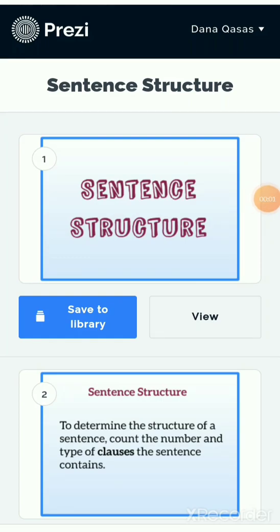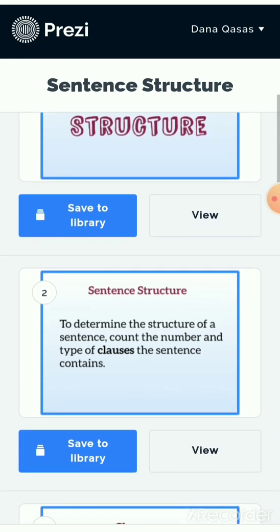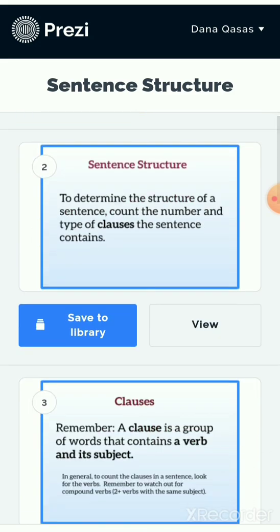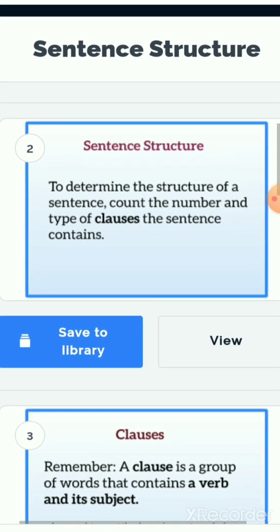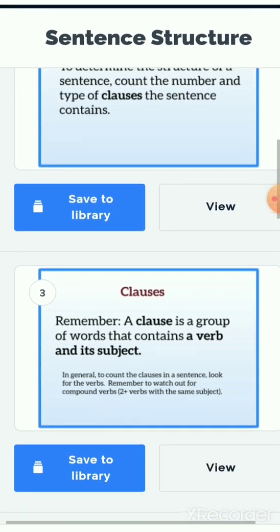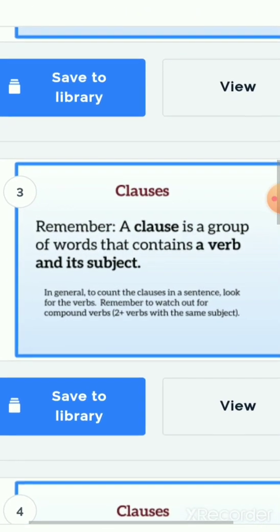Hello everyone. Today we're going to talk about the sentence structure, the clause, and the kinds of sentences. What is the sentence structure? Now, to determine the structure of a sentence, count the number and type of clauses the sentence contains. Starting with clauses, remember that a clause is a group of words that contains a verb and its subject.